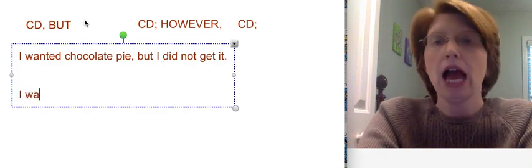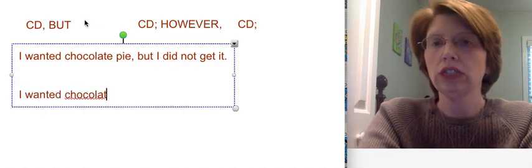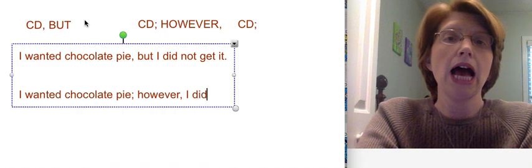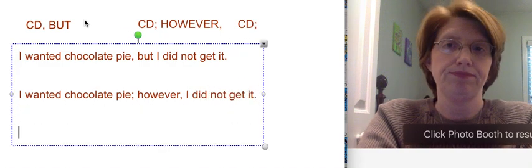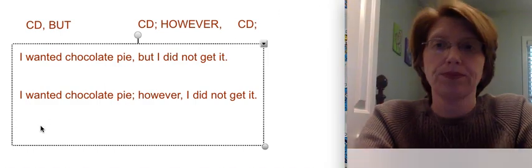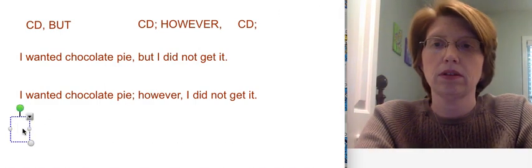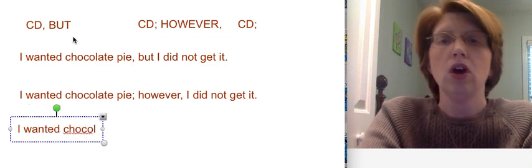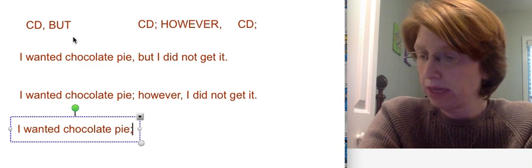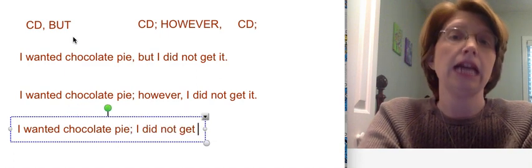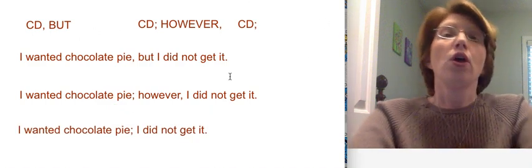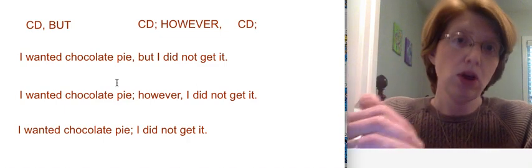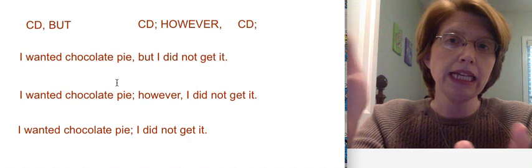Here's the other way. I wanted chocolate pie, semicolon, however, comma, I did not get it. Here's the third way. I wanted chocolate pie, semicolon, I did not get it. Okay, 3 different ways. So you can have a sentence that is almost exactly the same, but I want you to practice combining them in different ways.